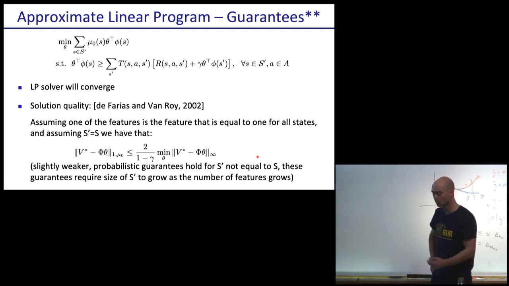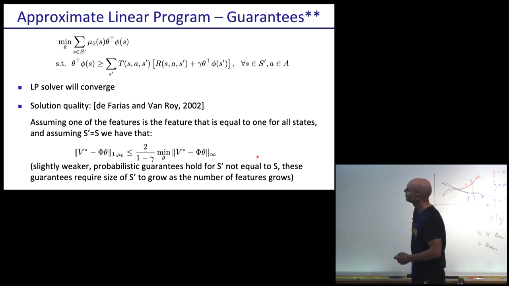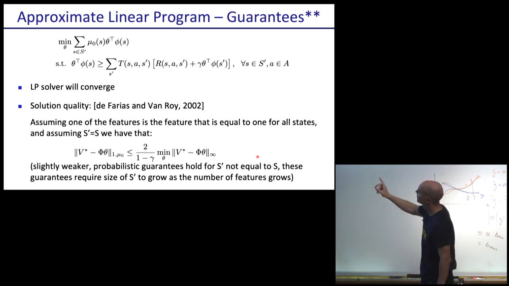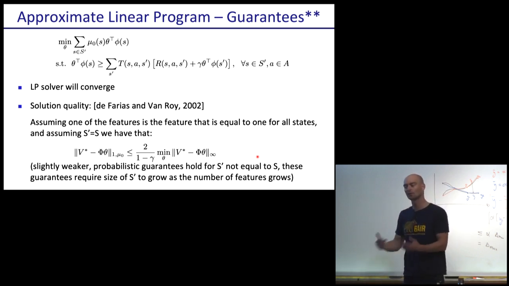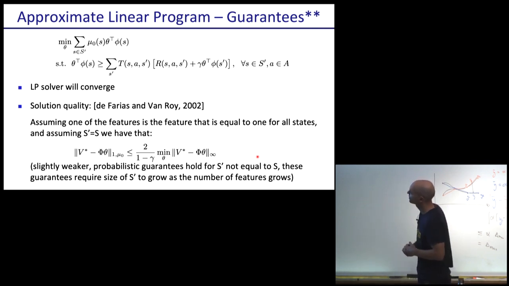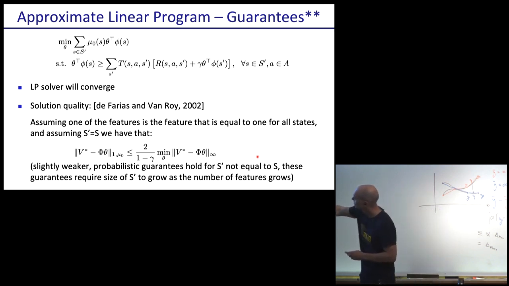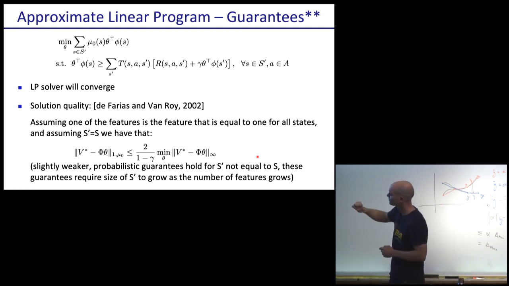Then in terms of solution quality, assuming one of the features is a feature that's equal to 1 for all states, to make sure we have an offset, otherwise it might be too constrained, and assuming S prime equals S, which is kind of an extreme scenario because we typically can't sample all states from S, but assuming that, this guarantee holds true, which is saying that the optimal value V star is close to what we find, phi theta, in one norm weighted by mu zero.